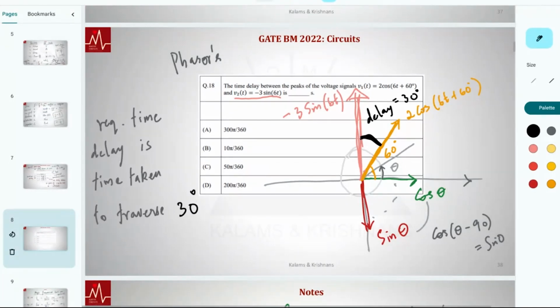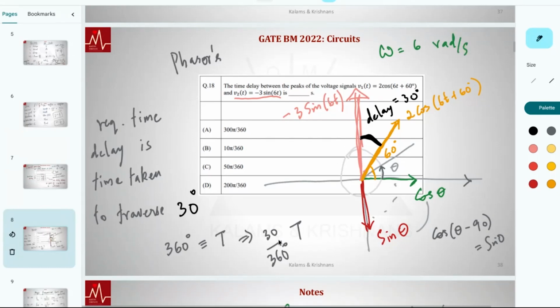How much time does it take? Notice, 60 degrees corresponds to t. To traverse 360 degrees, it takes one time period. To traverse 30 degrees, it's a fraction of one time period. What fraction? Just someone plug in the time period here and tell me which of the options it is. Given omega is 6 radians per second, what is the time period? Plug that in and tell me the final answer.